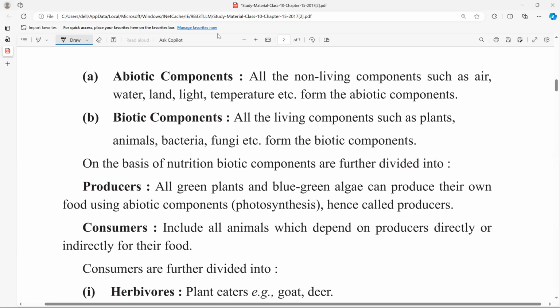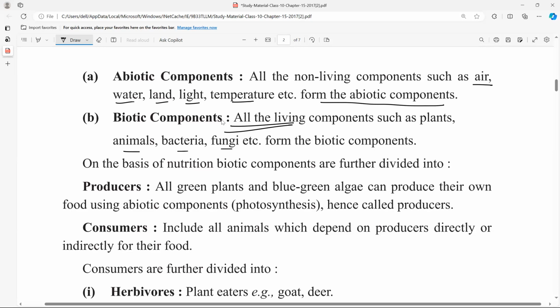Now, if I talk about the abiotic components, abiotic means non-living. So non-living components like air, water, land, light, temperature, etc. are the abiotic components. We require a particular light and a particular temperature for the proper growth of living organisms. If there is a change in these, then it can affect the ecosystem. And similarly, biotic components are living organisms like plants, animals, bacteria, fungi. Every living organism is considered a biotic component.